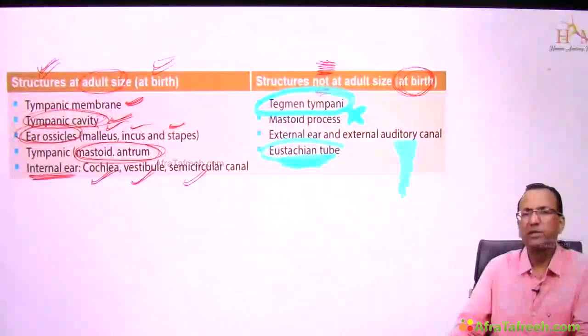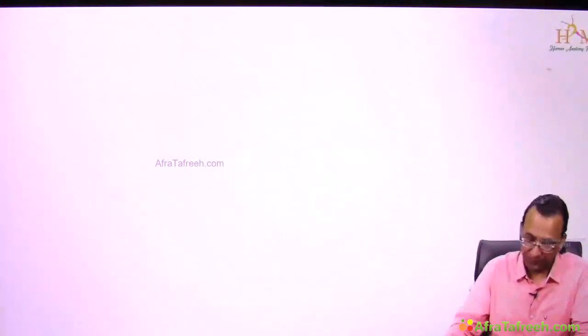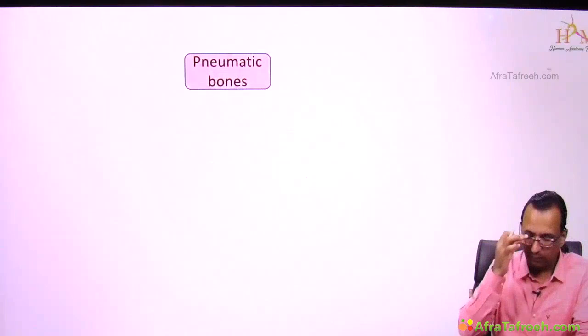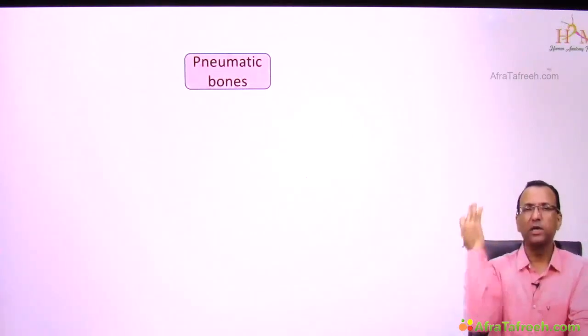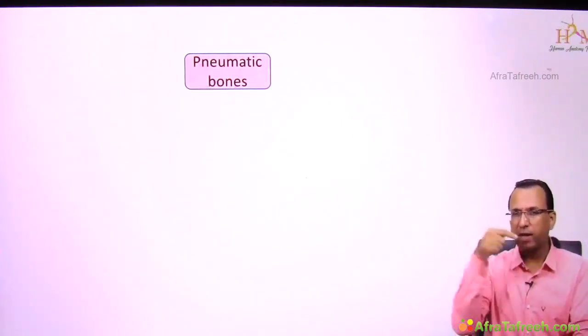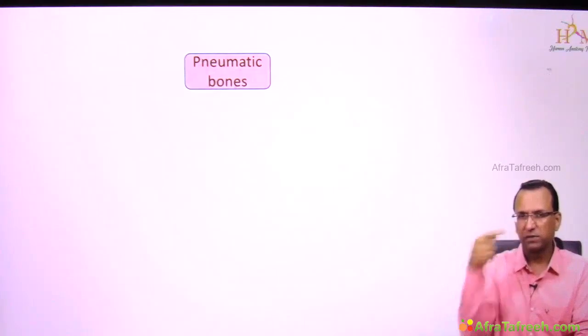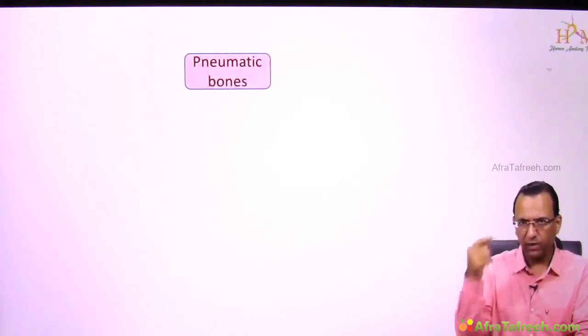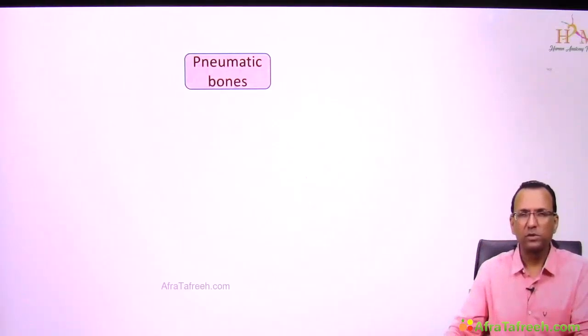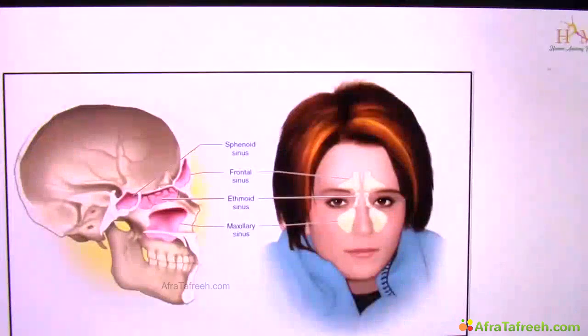So these are some MCQs which you have to be careful about. Now we want to talk about some pneumatic bones. Recently one question came, they gave you a skull x-ray and put an arrow. What is this sinus? Like frontal sinus, ethmoid sinus, sphenoid sinus. Oh, pneumatic bones with air? Yes. Okay. Let us discuss then.